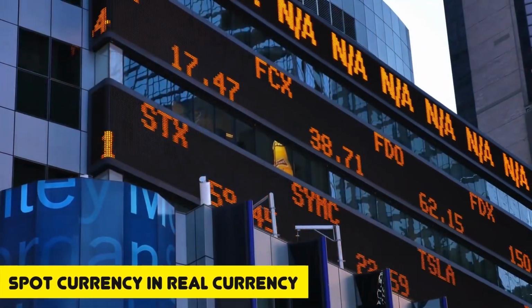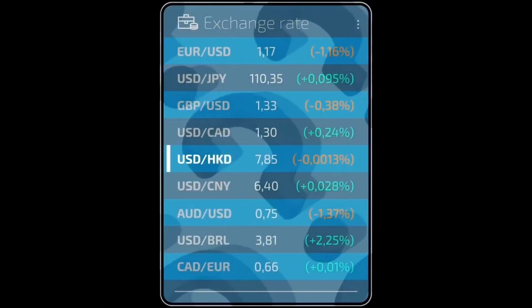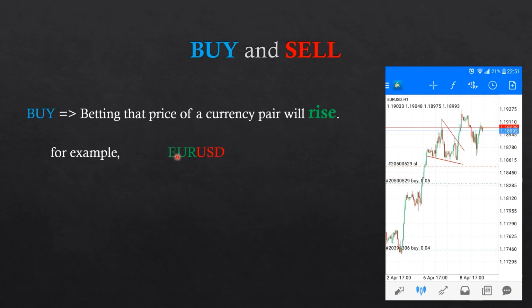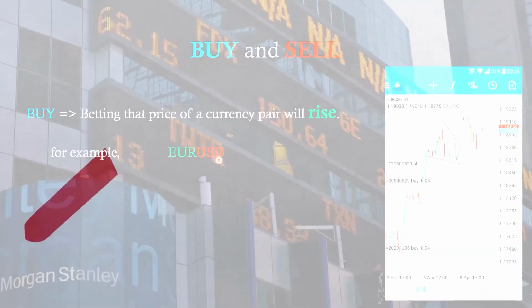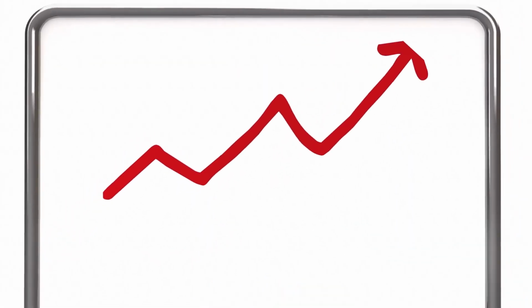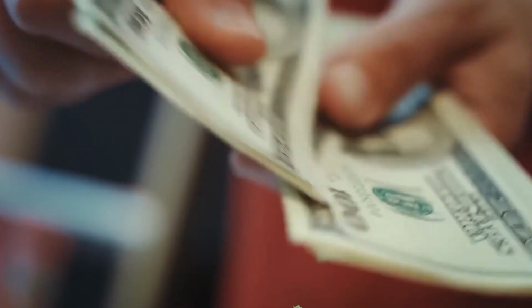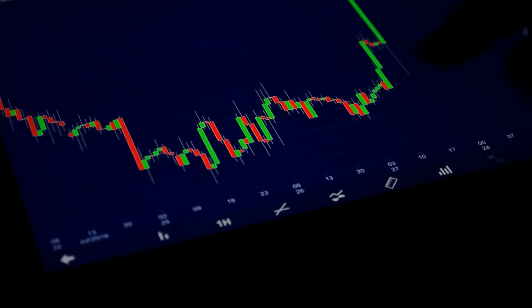Spot currency and real currency is bought and sold while trading Forex. For instance, you could buy a specific pound sterling amount and convert it to euros. Then, when the pound's value rises, you could convert your euros back into pounds and get more money than you did when you first converted.